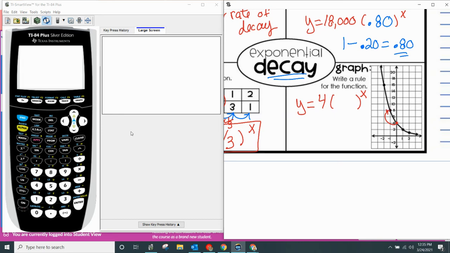Well, actually, the next point here is 16. But remember how we said we're decreasing? So I really need to start up here at the top and go down the other direction. If you start going that direction, it's going to take you the wrong way because we're decreasing. So I'm going from 16 down to 8.